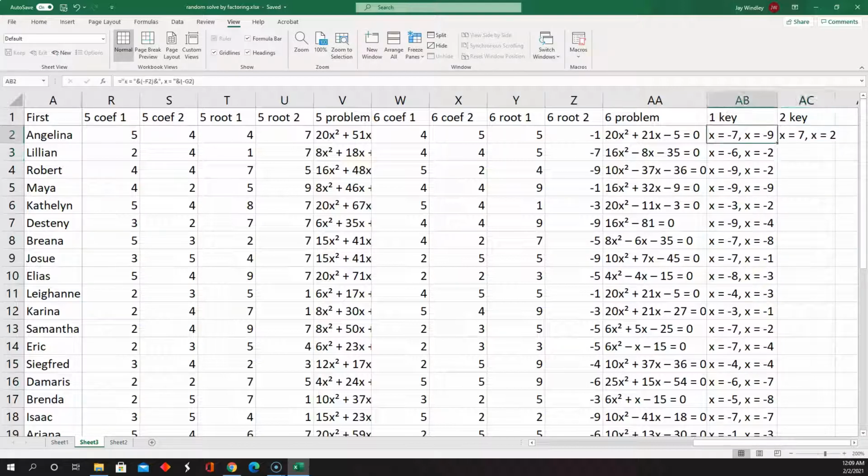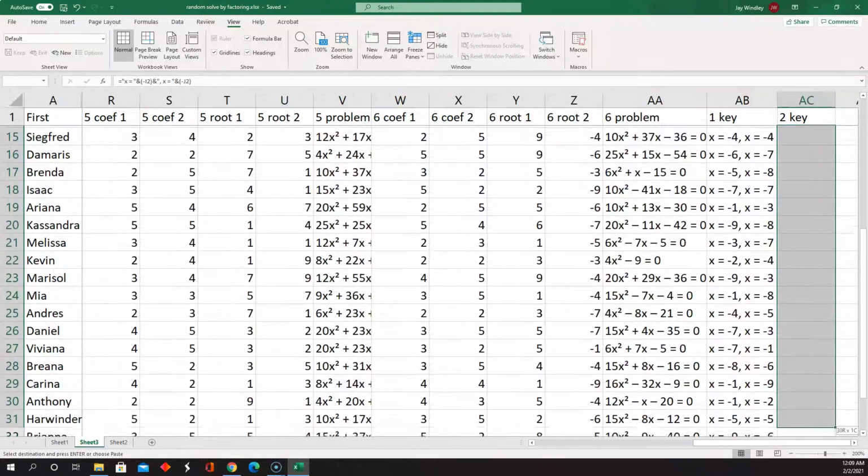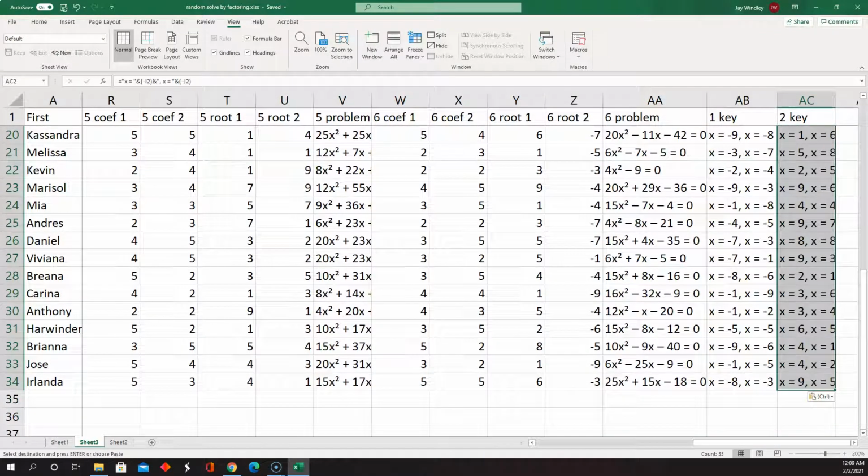And notice in this key over here, it doesn't bother me if I'm the only one looking at it if we have those little puny negative signs. That doesn't bother me at all. I don't like that in a document I'm sending out to the students, but it doesn't bother me at all.